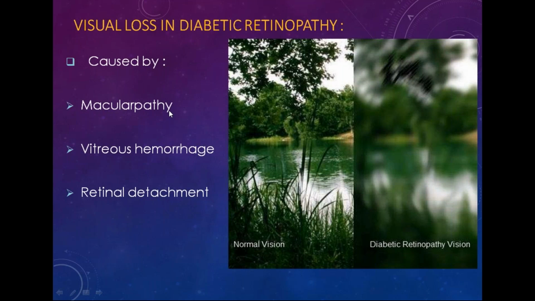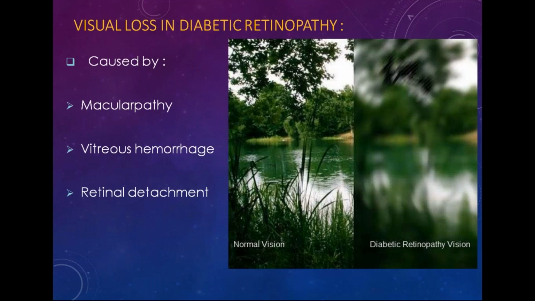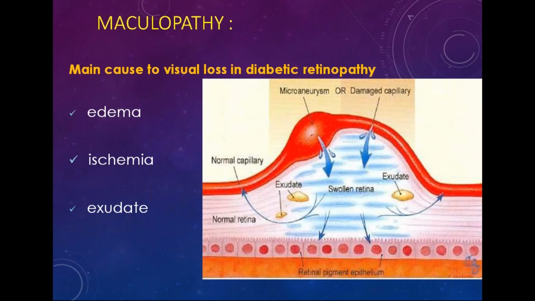Visual loss in diabetes is caused by maculopathy, vitreous hemorrhage, and retinal detachment. This is how the picture appears in a patient with diabetic retinopathy. This is a normal vision. This is how the same picture appears for a patient with diabetic retinopathy. Main causes of visual loss in diabetic retinopathy: edema, ischemia, and exudate formation.